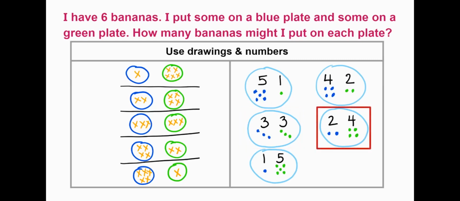Then I drew 2 blue circles and 4 green circles. And finally, I drew 1 blue circle and 5 green circles to show how I might put 6 bananas on a blue plate and on a green plate.